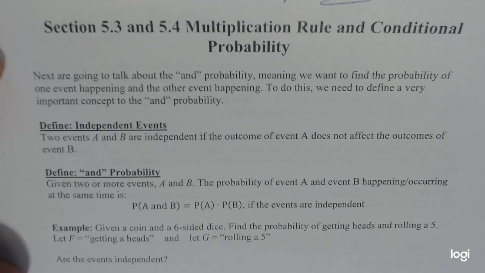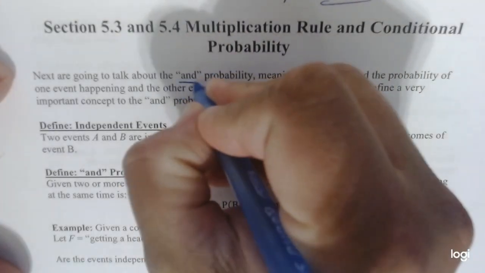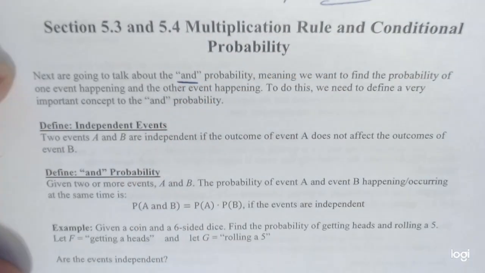Now we're going to talk about the multiplication rule and conditional probability. So I basically put two sections into one, and you'll see why in that portion. They're very similar to one another as well. Okay, so in the first part, we're going to talk about the and probability. So what's the probability of one and the other one happening at the same time?